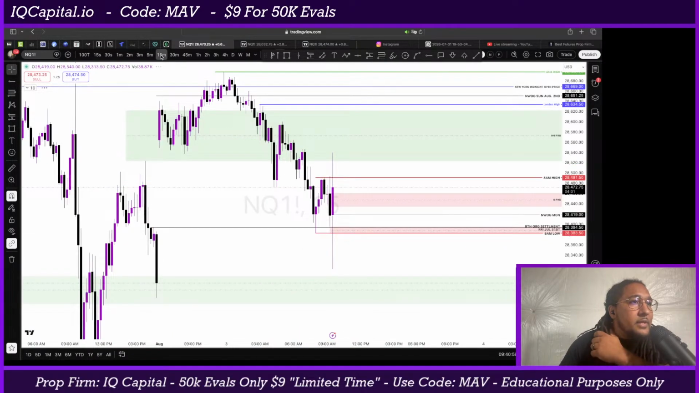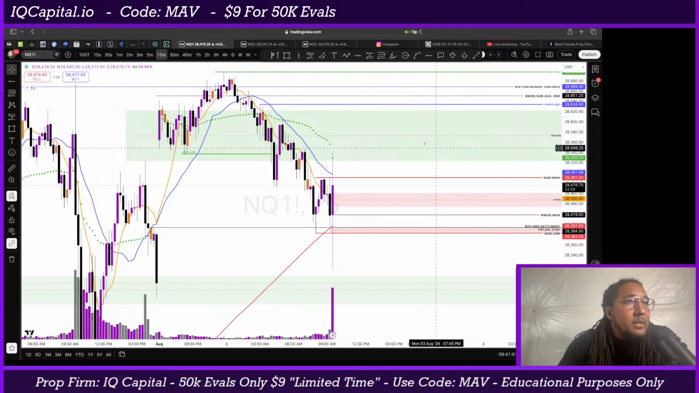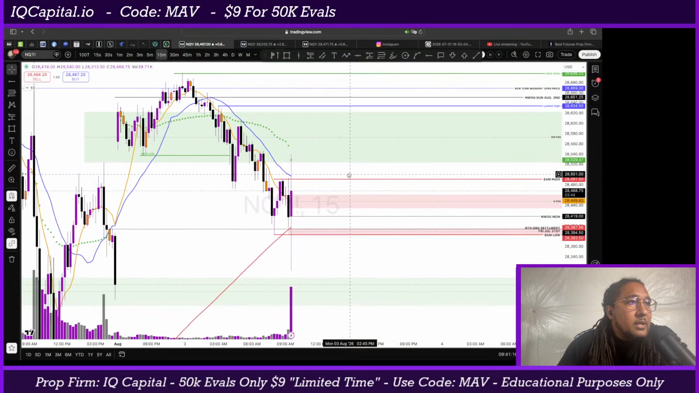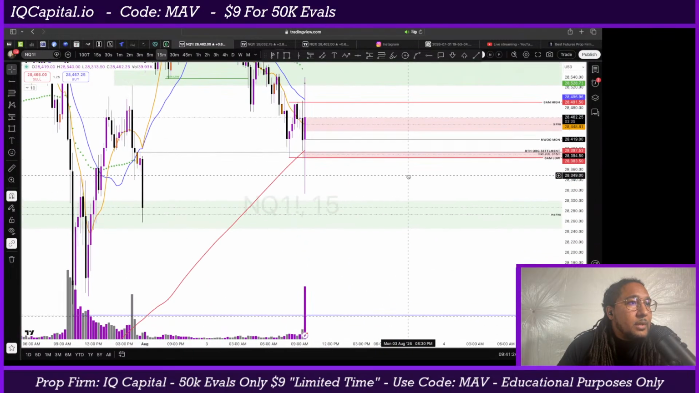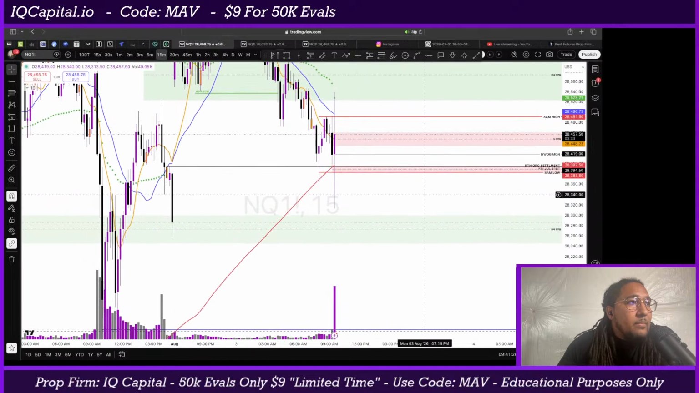If we look at the 15 minute, it hasn't broke structure yet. So if we get a break of structure on the 15 minute higher time frame, I'd be more apt to shoot for these longs. So, and we haven't.